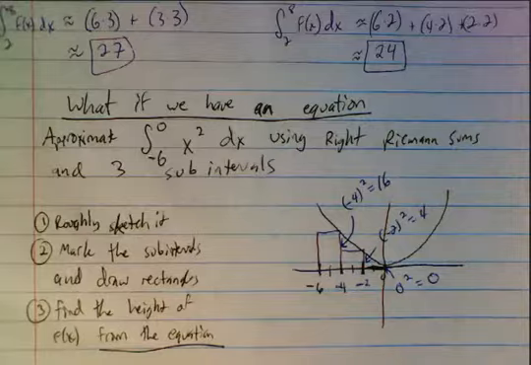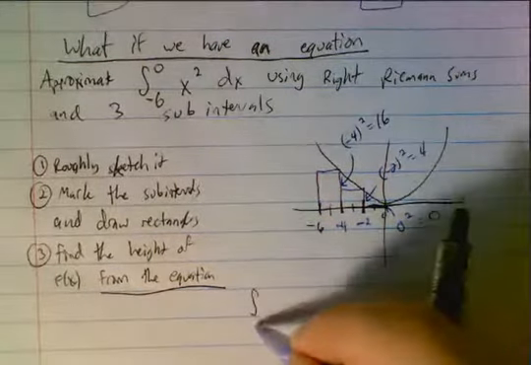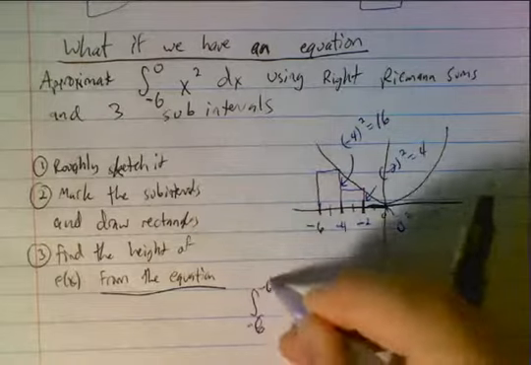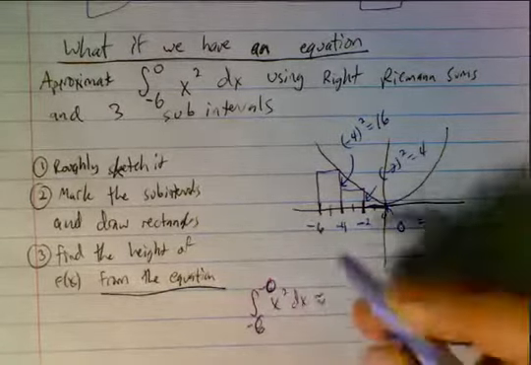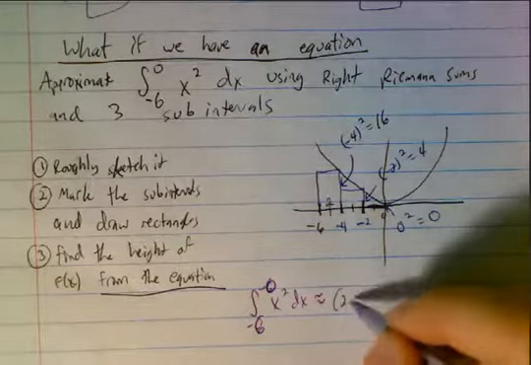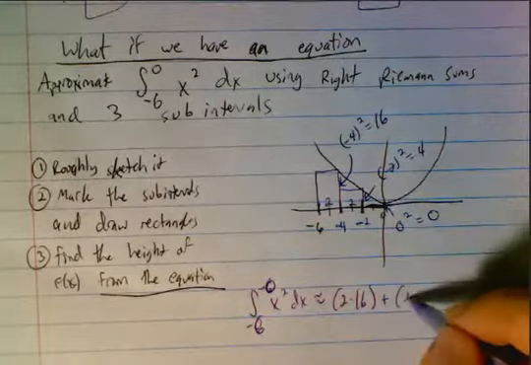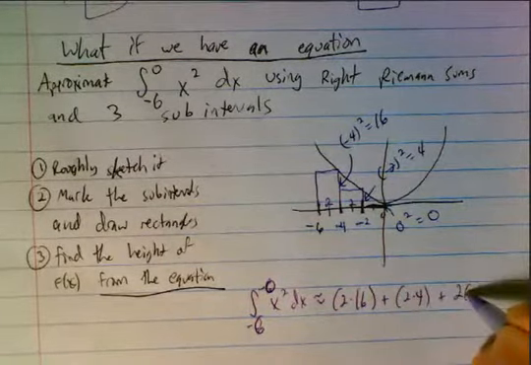So then when we go to approximate our answer, the integral from -6 to 0 of x squared dx approximately equals, this width is 2, 2 times 16. This width is also 2, 2 times 4. And this width is 2 multiplied by 0.